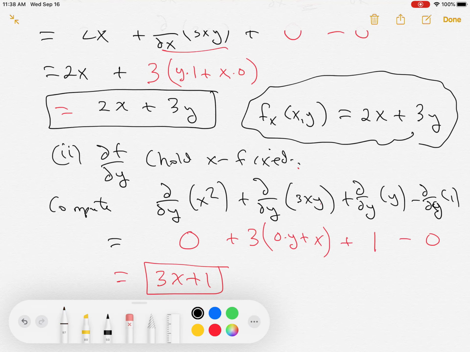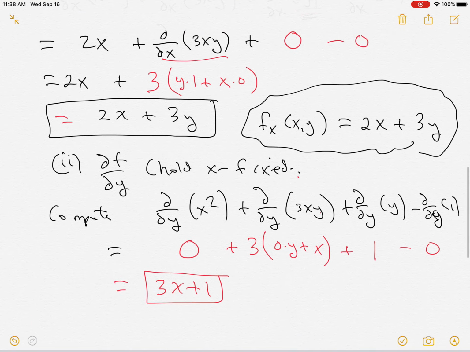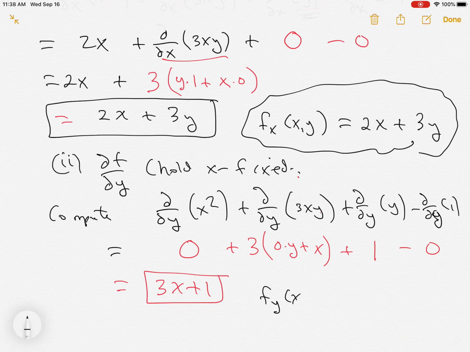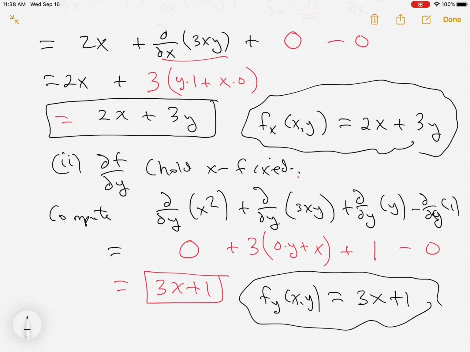All right. So being official here, the partial with respect to y of this function is 3x plus 1. Okay.